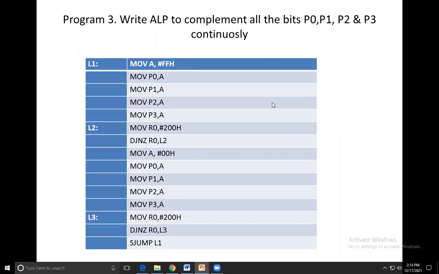Third program: write an ALP to complement all the bits of P0, P1, P2, and P3 continuously. Write an ALP to complement all the bits of port 0, port 1, port 2, and port 3.